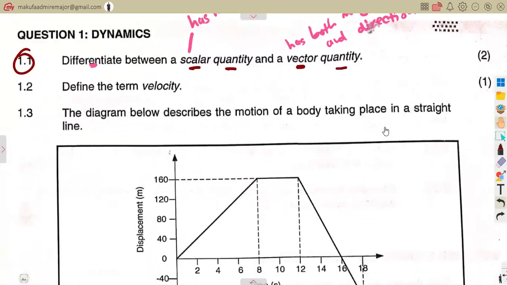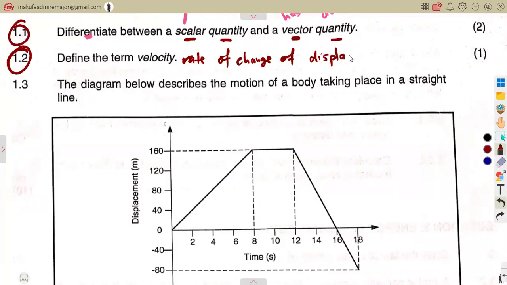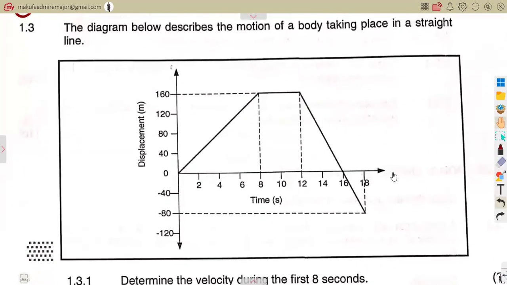Define the term velocity. Velocity from our displacement is the rate of change of displacement. So we are talking of the rate of change of displacement. Remember, this is measured in meters per second, displacement over time. So that was 1 mark for that.